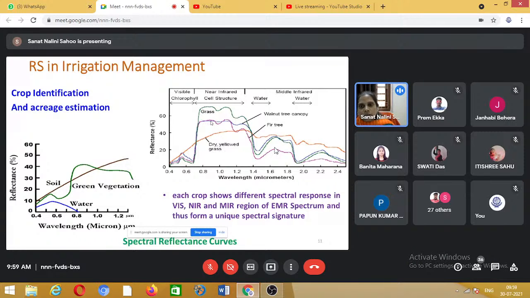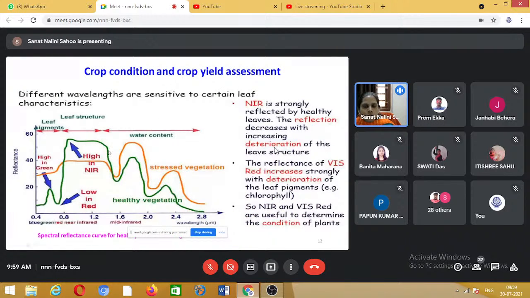There your chlorophyll content will be less, so your reflectance value will be less. So here, if you talk about the NIR band, you can distinguish between a grass and a yellow grass. So you can distinguish between different types of crops as well as their acreage, I mean the area for which they have been sown. Now also the crop condition and crop yield can be estimated by the use of remote sensing.